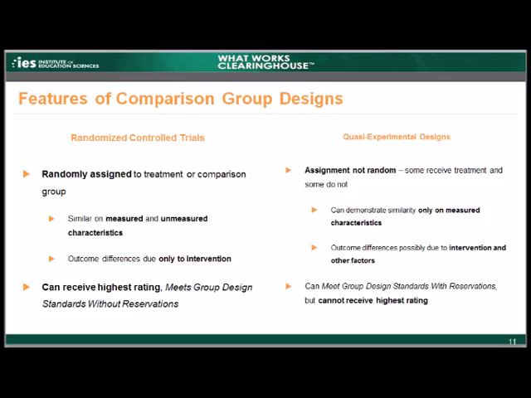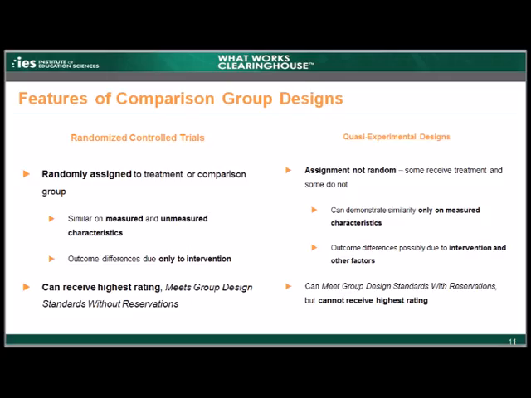the groups are similar on measured characteristics, such as prior academic achievement, like student high school GPA, or socioeconomic status. At the same time, there's no way we can show the groups are similar on unmeasured characteristics. This means the groups might differ due to something other than just the intervention, and the difference might affect the results of the study. As a result, these studies cannot receive the highest rating, but a high-quality QED can receive a rating of meets group design standards with reservations.